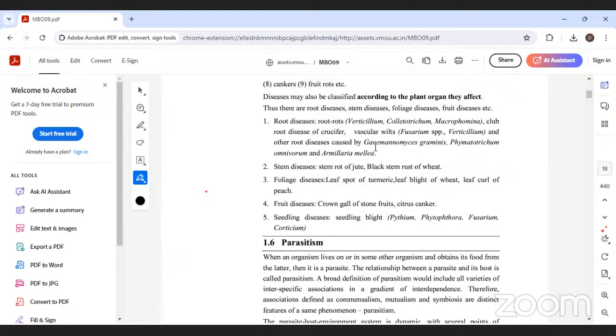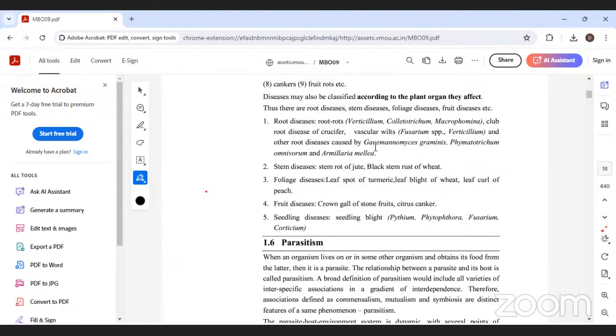Coming to the fourth one, fruit disease. Crown gall of stone fruit, citrus canker, caused by bacteria. And the last but not least is seedling disease. What is the next one?